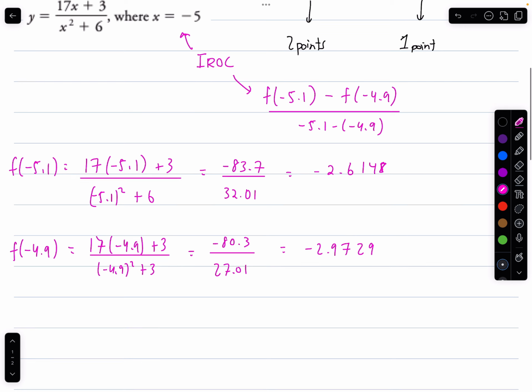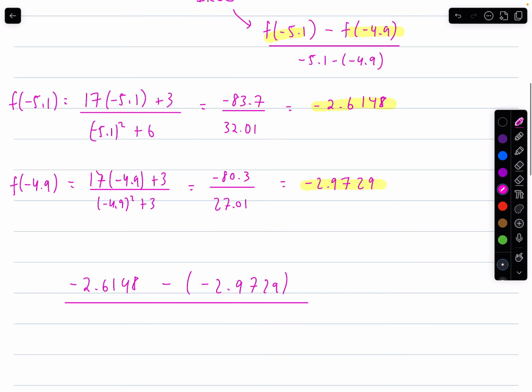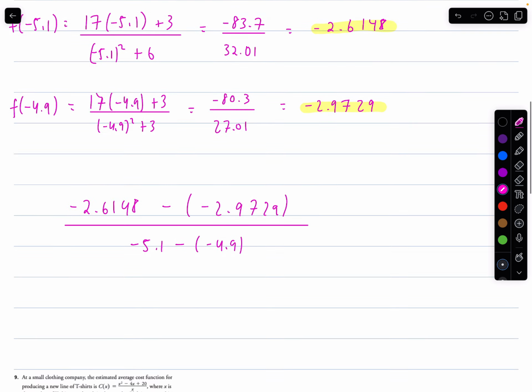Now, with that being said, what we got to do, guys, is plug these in as these answers. So this and this guy are going to come in over here, and then we're going to complete the equation right off the bat. So we're going to have negative 2.6148 minus negative 2.9729 over negative 5.1 minus negative 4.9. Now you want to be really careful with these negative signs because this is how a lot of people mess this up. This is why I put the brackets, because eventually we're going to have to take these two negatives and make it into a positive. So let's do that in the next step.